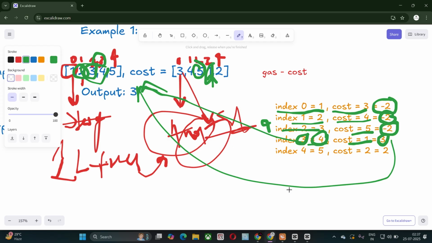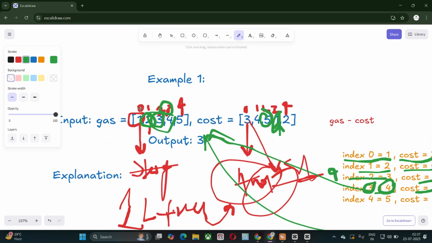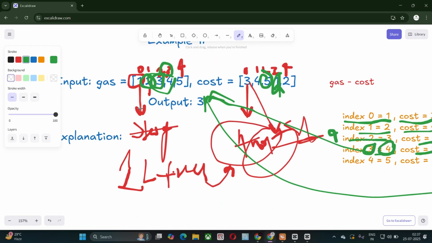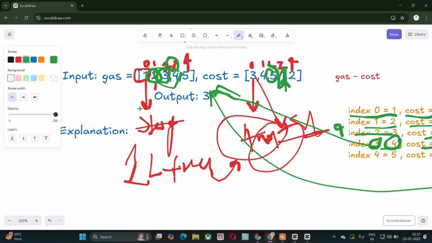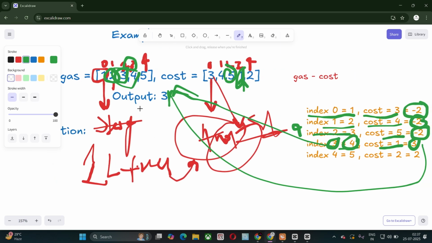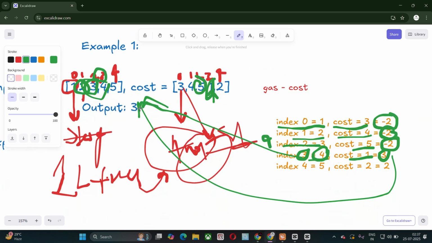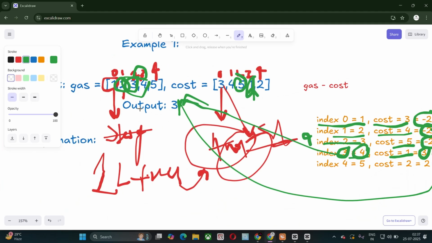So this is the approach of this problem. This is a hard problem, though the problem statement is easy. Now let's code it and see how it works.